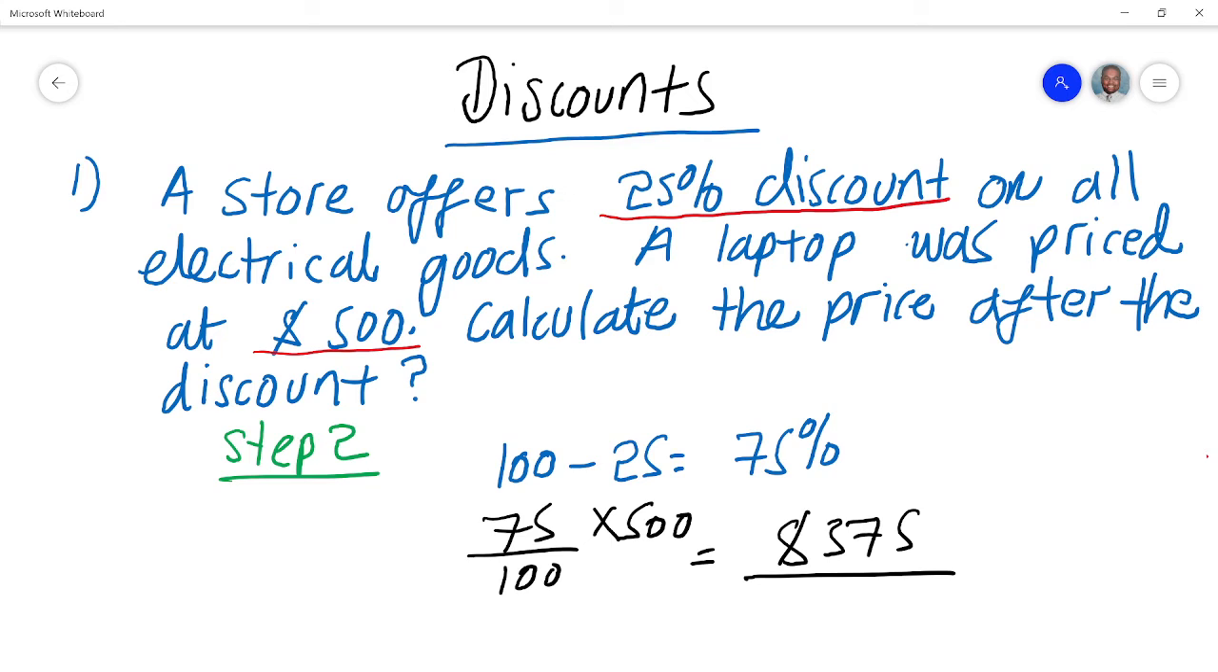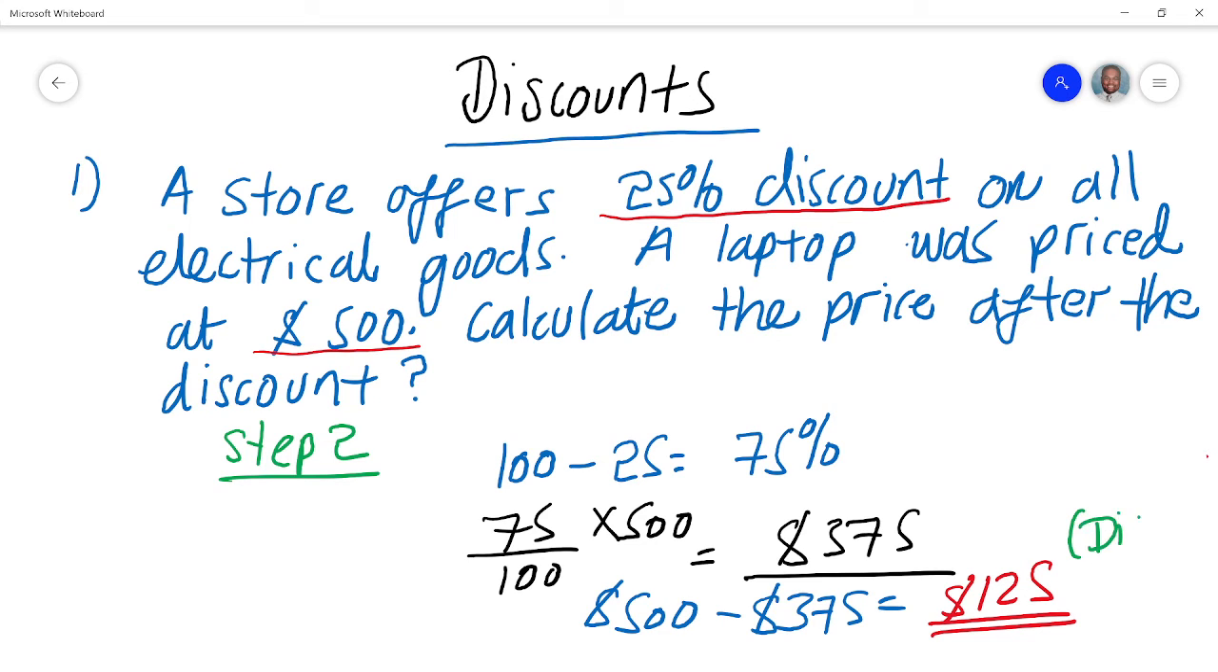If I went further and said, what is the discount amount? All you now need to do is go $500 minus $375, and you're now going to get $125 as your discount amount. So the dollar sign tells you that that's a discount amount. All right. So we've got 2 steps to solve this question, where we've got the percentage discount, we've got the original price, and we calculate your final price after the discount.